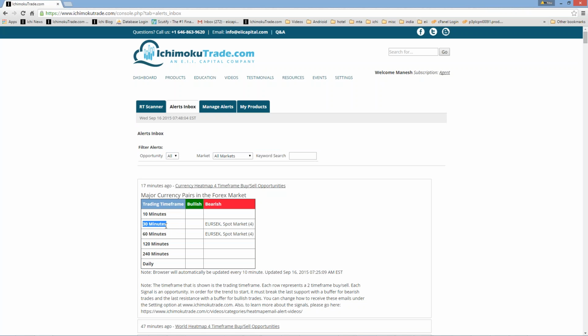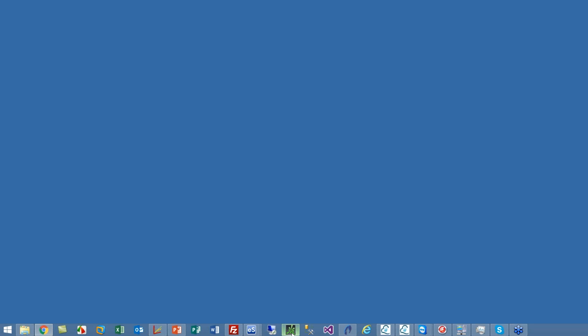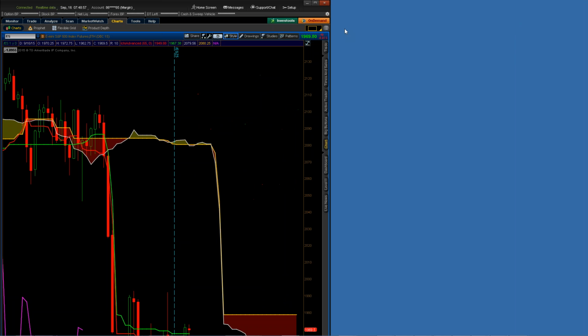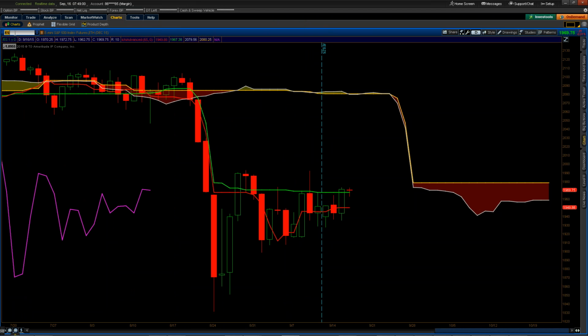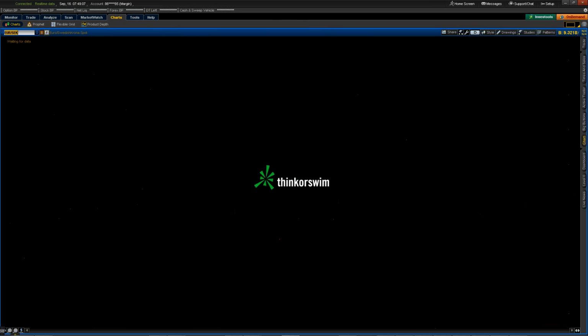So I'm going to look at this instrument here and start seeing if this is a real opportunity. I'm going to choose what time frame I want to pick. If my personality is suited for 30 minutes, I'm going to look at the 30 minutes. If my personality is suited for 60 minutes, I'm going to look at the 60 minutes. So I'm going to look at a 30-minute chart here for the EURSEK. For now I'm going to use Thinkorswim from TD Ameritrade, and I'm going to bring in this instrument here, which is basically EURSEK, the Euro Swedish krona.